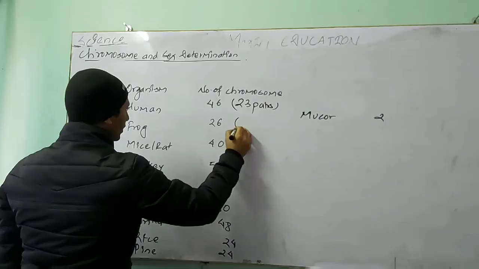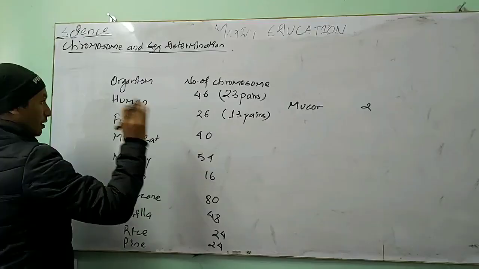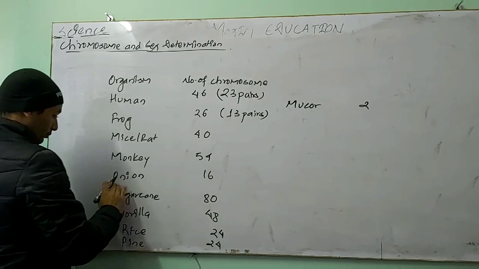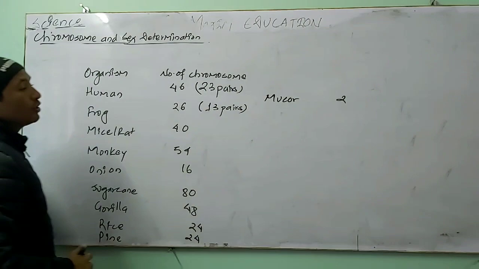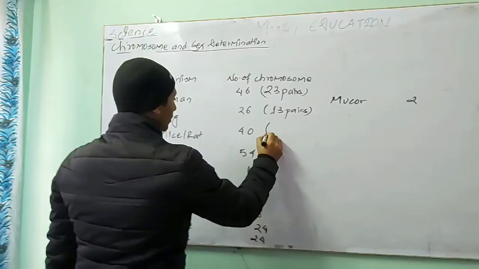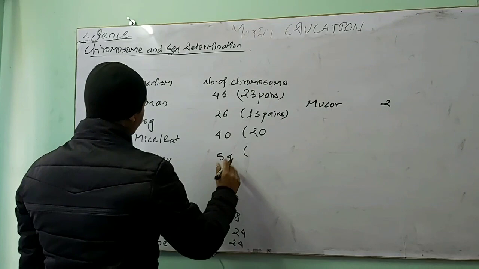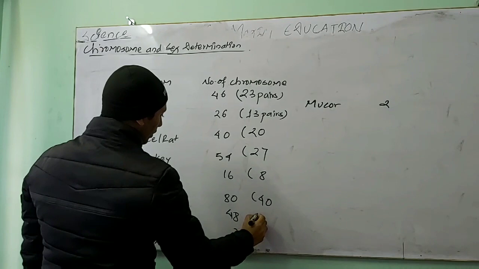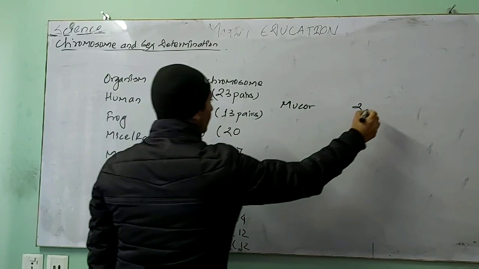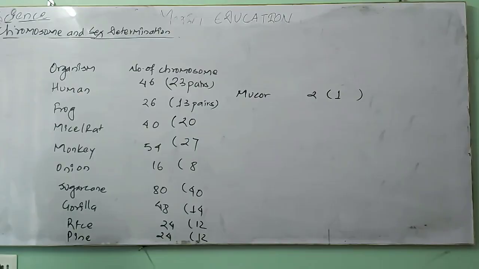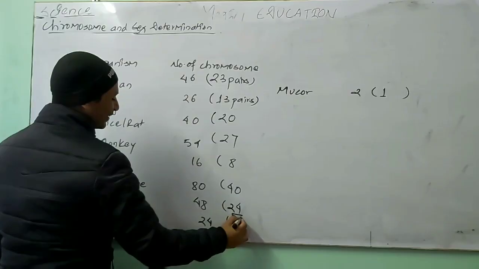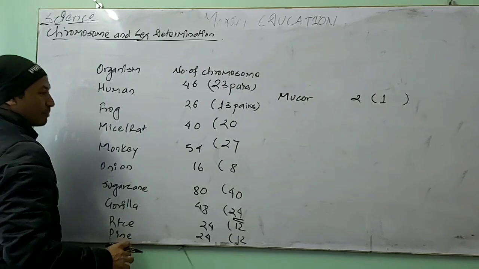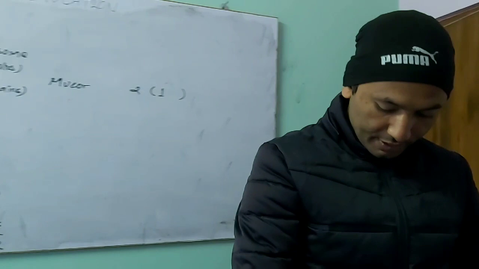In rat, 40 number of chromosome, monkey 54, onion 16, sugarcane 80, gorilla 48, rice 24, pine 24, and mugger 2 number of chromosome. So you can just change it into pairs, like 20, and it will be how much? 27. It will be how much? 8. It will be how much? 14. It will be how much? 14. It will be 12. It will be 12 and 1 pair. 1 pair of chromosome and similar. So you need to know this. Here I wrote 14 earlier. It's 24. Okay. 24, 48. Okay. So these are the number of chromosome that is present in different organism. Okay.